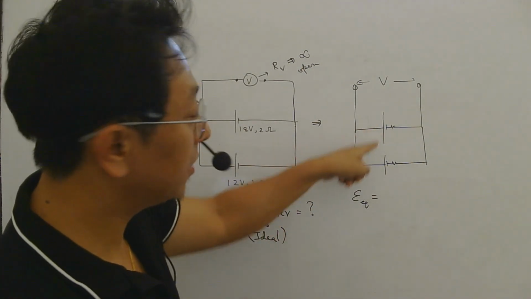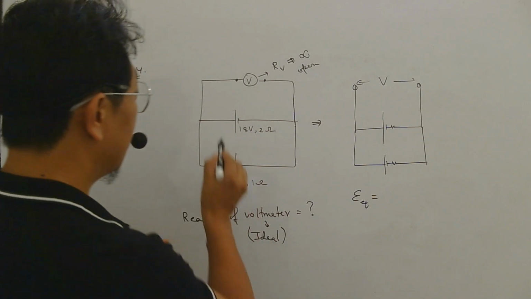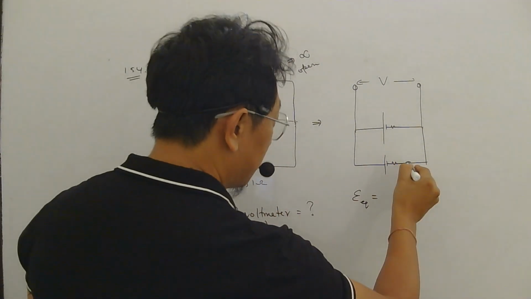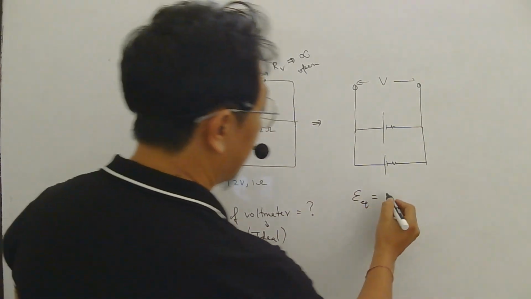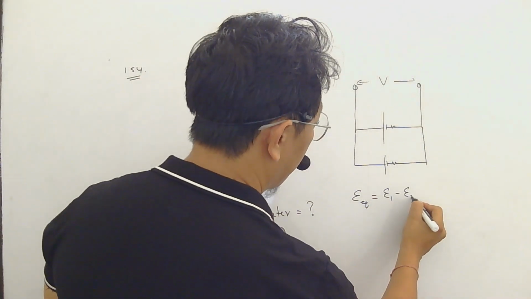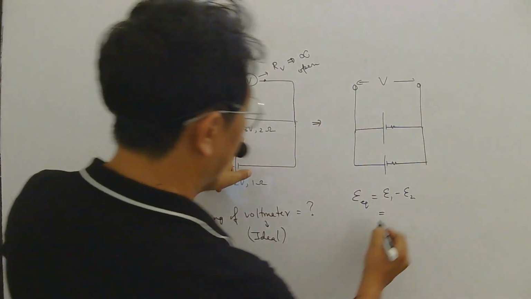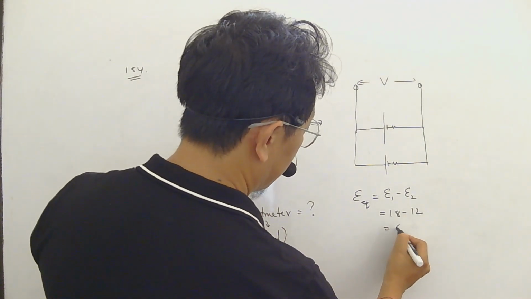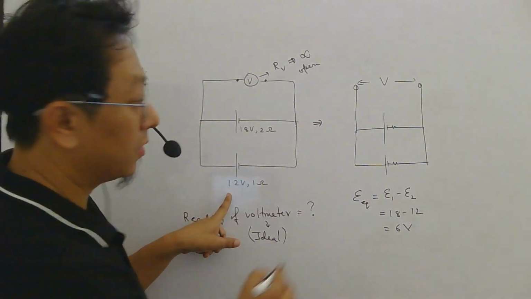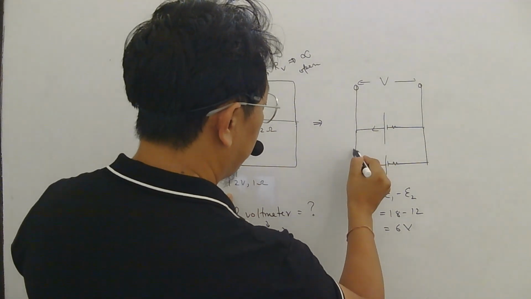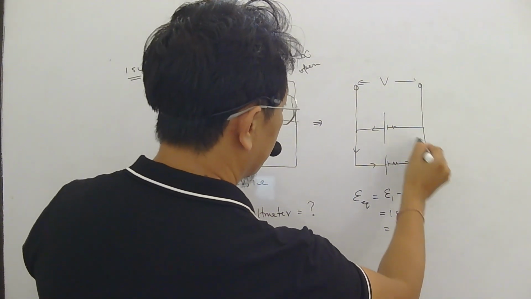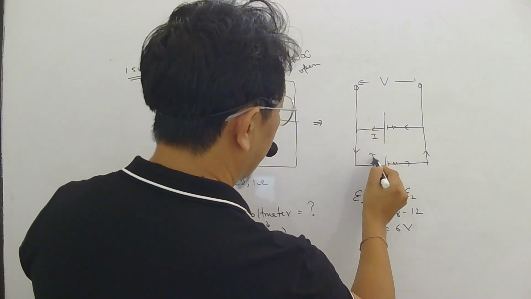Here, are they helping each other or opposing each other? This battery is sending current here. This battery is sending current opposite. So they are opposing each other. So E1 minus E2. The bigger one is 18, so 18 minus 12, which is 6 volt. And since this is bigger, current will follow according to this cell. So the same current will flow everywhere like this.